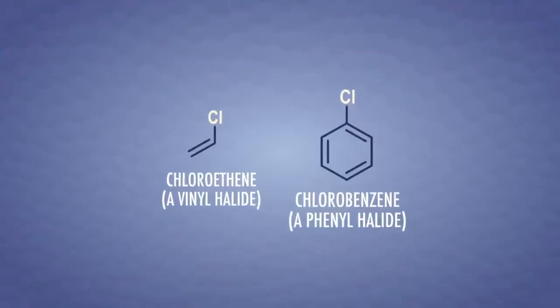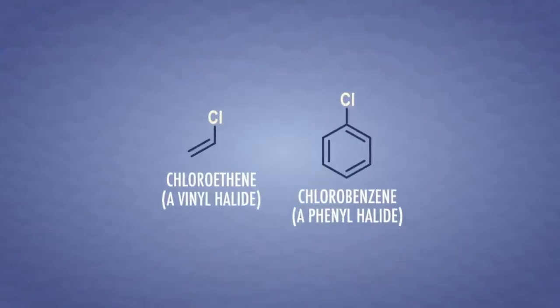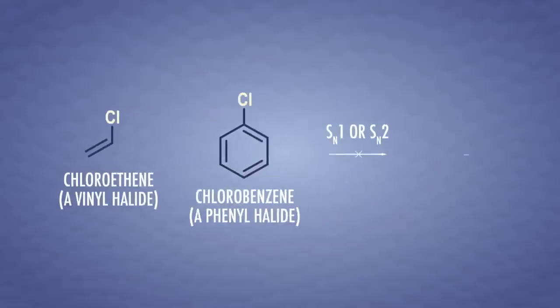We also have substrates like PERC, chloroethene, or chlorobenzene, where the leaving group is directly attached to a double bond. Substitution by SN1 or SN2 doesn't happen at all. The sp2 geometry is all wrong for SN2 backside attack, and SN1 is pretty unfavorable too, because the vinyl or phenyl carbocations that would have to form are high energy.